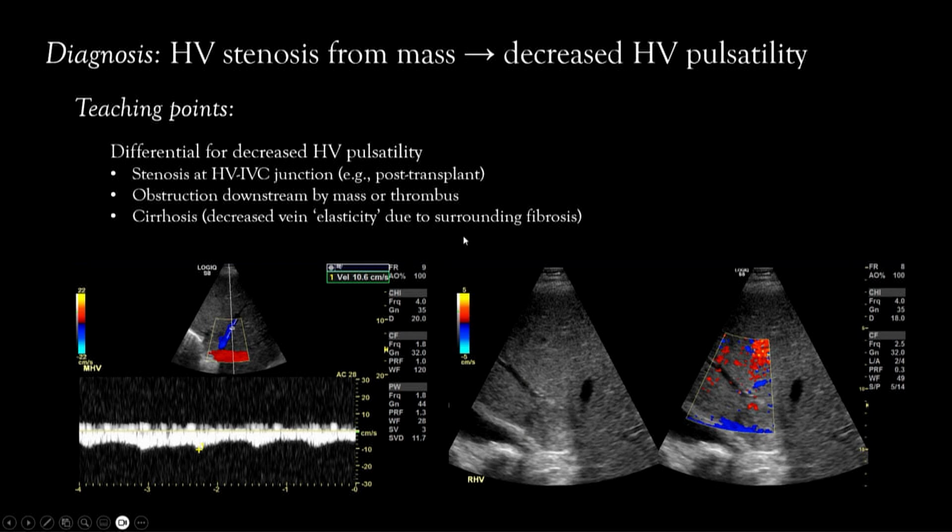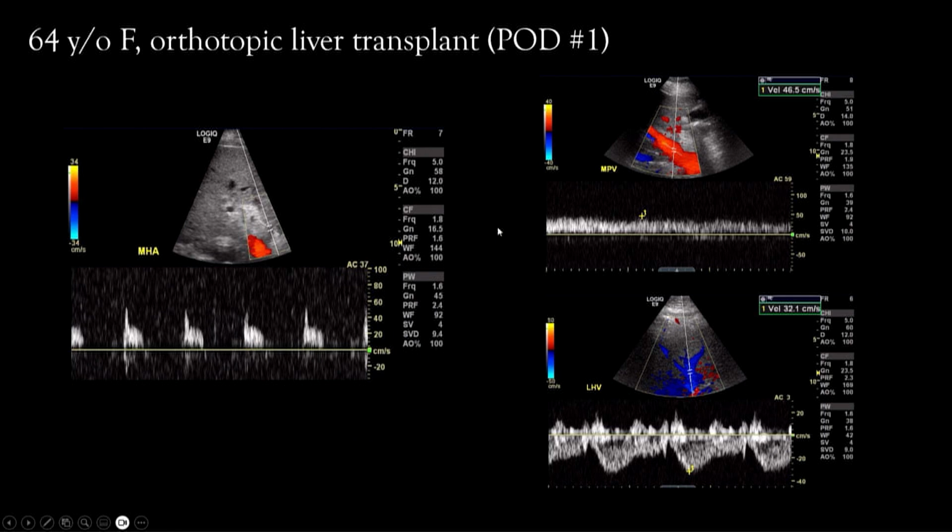So you're just going to be thinking about some sort of downstream obstruction from stenosis, such as a caval anastomosis in a transplant patient, or obstruction by a mass or even a bland thrombus if you're interrogating the hepatic vein upstream to where the thrombus is located. There are some reports that sometimes you can see this pattern just in patients who have cirrhosis, and that's just due to decreased vein elasticity, so the surrounding liver can't accommodate those pressure fluctuations as much, and they become less pronounced.